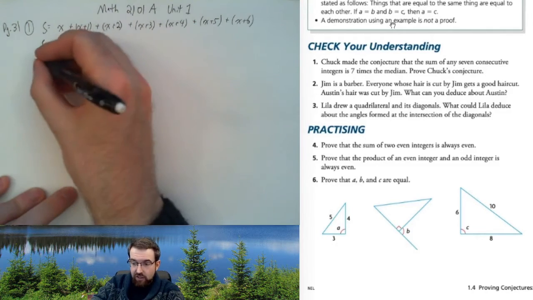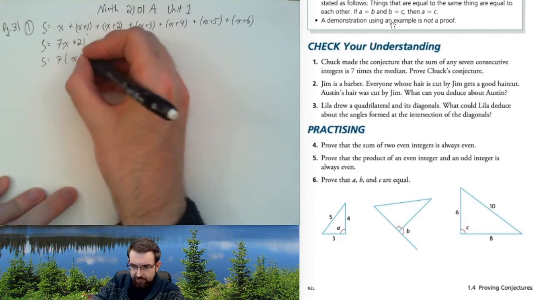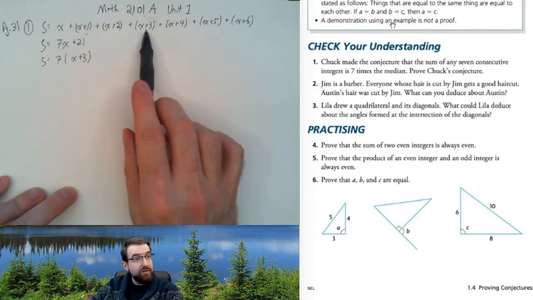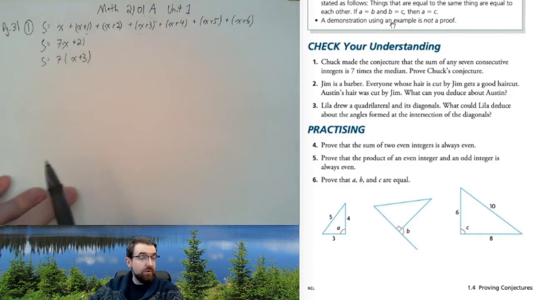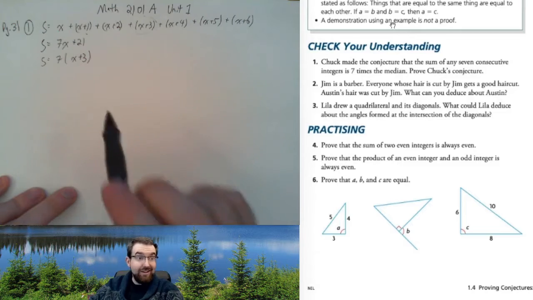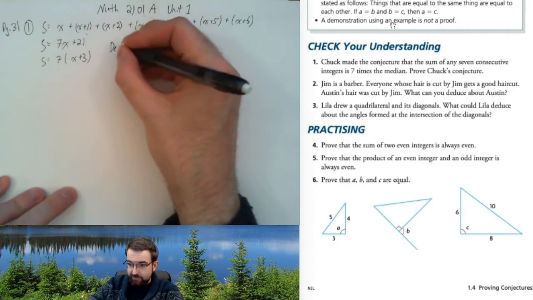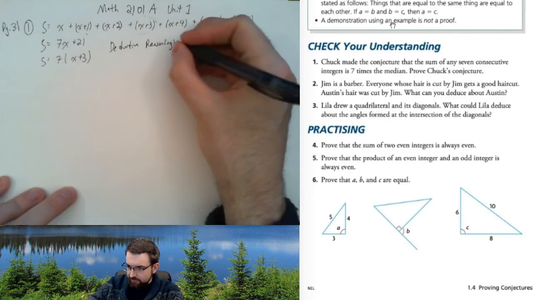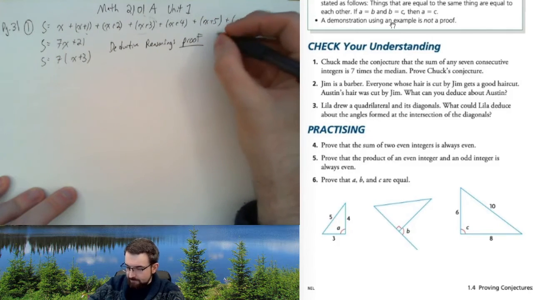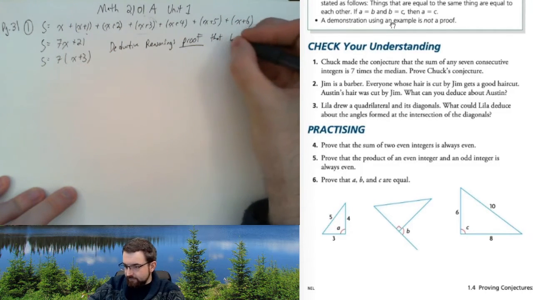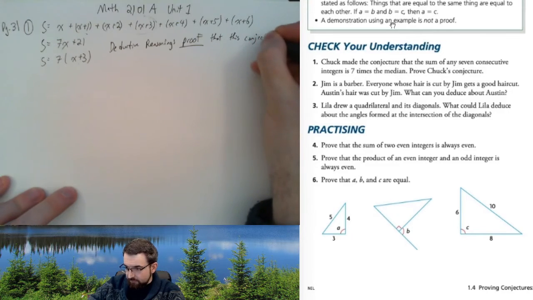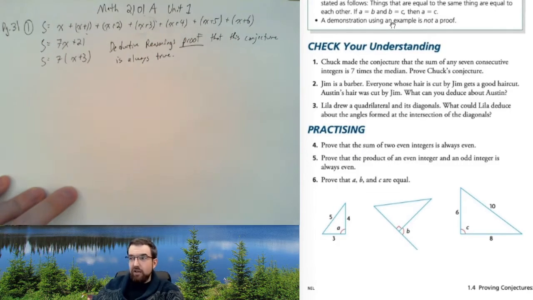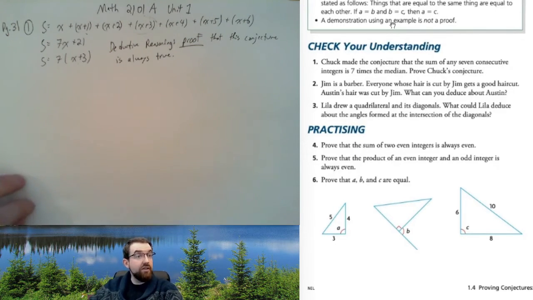And then if I factor out a 7, I'll get s is equal to 7 outside of x plus 3, which is 7 times x plus 3. And we see that x plus 3 is indeed the middle of these numbers. So it's 7 times the middle number. So there we go. This is deductive reasoning, and we've proved it now. It's a proof that this conjecture is always true.